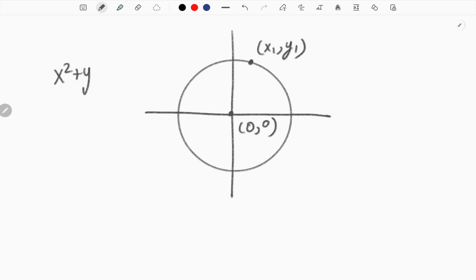Now let the equation of the circle be x squared plus y squared is equal to a squared, which means that the radius of the circle is a units.